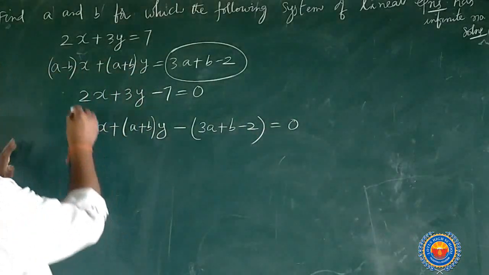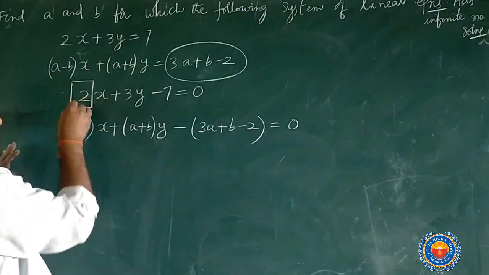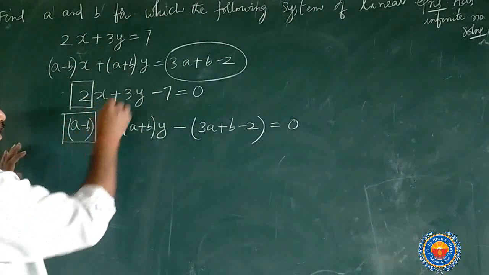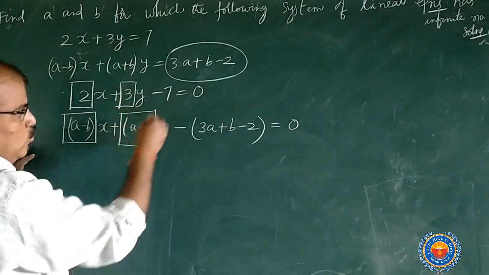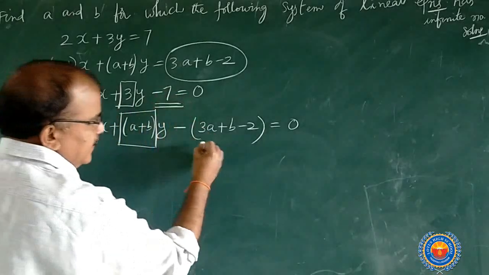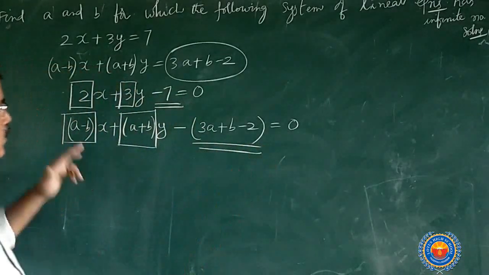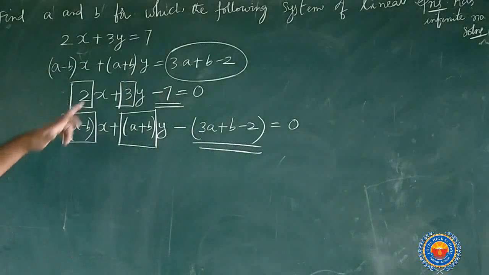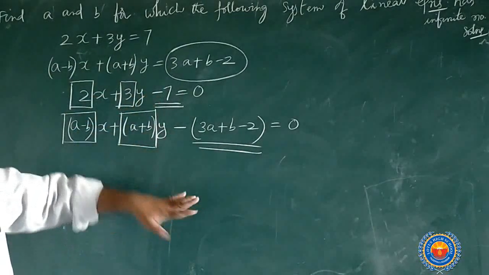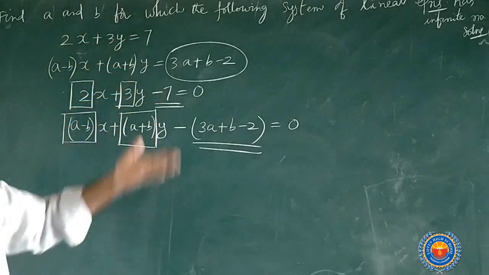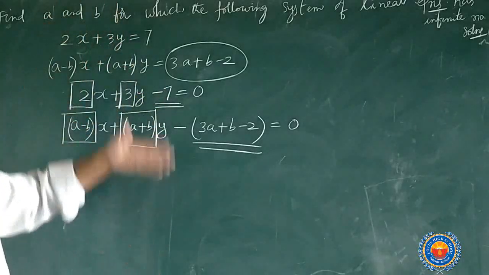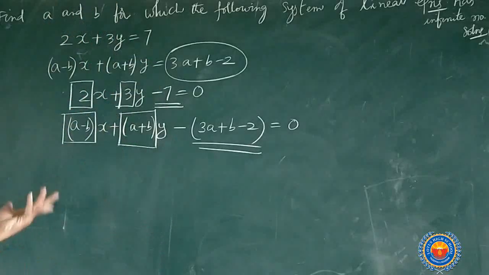So here this is A1, this is A2, B1, B2. This is C1, this is C2. Now the condition is A1 by A2, B1 by B2 is equal to C1 by C2. Anyhow, minus and minus will be cancelled. Instead of that, directly also can do. No need to convert. Directly also can do. Same thing will get.